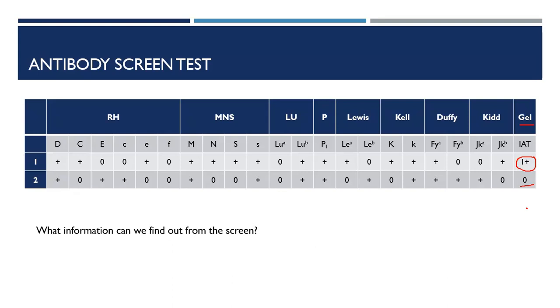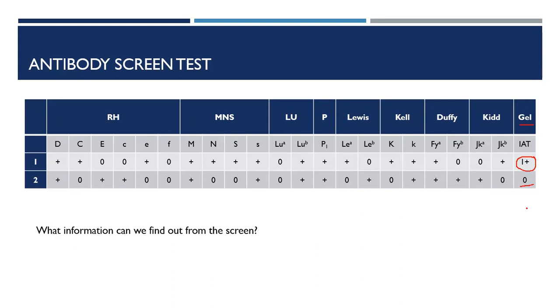While we don't have all the answers yet, that directs our next steps in our identification. So at this point, I would not do a DAT. If it's protocol to do an auto control on the panel, that's good enough at this point. I'm not expecting that auto control to be positive. And if I was working in a transfusion service, what I would do now is I would set up the panel and get that incubating.